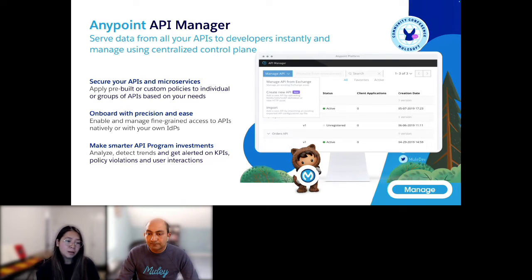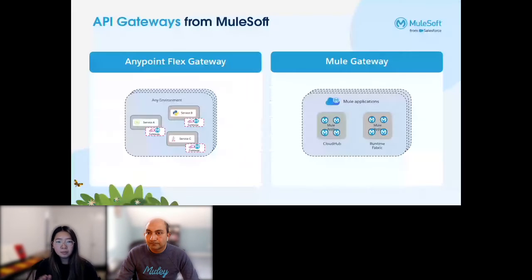On top of that, we also provide platform APIs, where you can incorporate applying policies and controlling them through your CI/CD pipeline. And as part of managing your APIs, we also provide gateways, so you might have heard of Anypoint Flex Gateway, which we launched last year, as well as Mule Gateway. Both do basically the same thing, just on different sides of the coin.